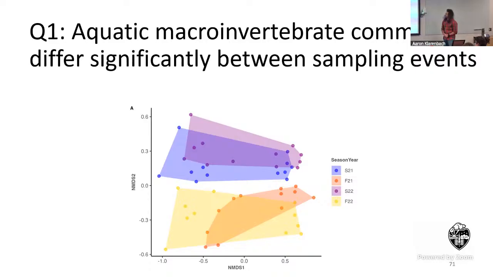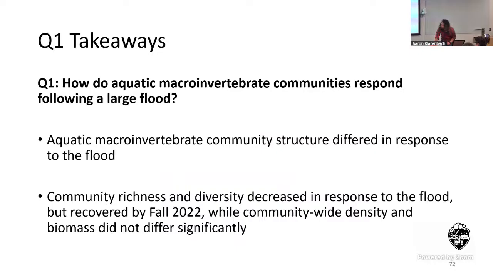So what are the key takeaways here? How do aquatic macroinvertebrate communities respond following a large flood? So we did see that aquatic macroinvertebrate community structure differed in response to the flood. And we did see community richness and diversity decrease in response to the flood, but it recovered by fall of 2022, while community-wide density and biomass did not differ significantly.